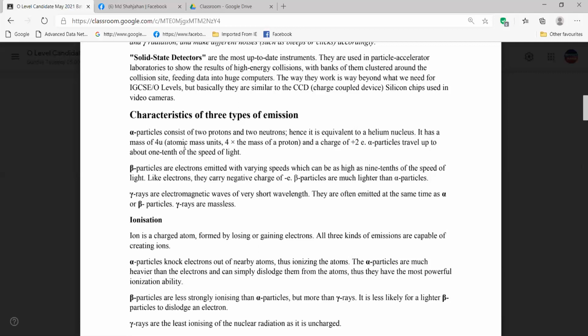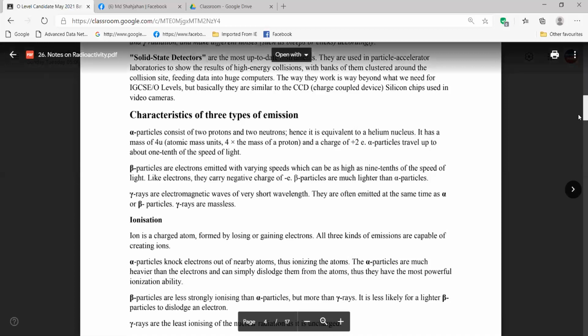Is it clear? And not only that, their positive charge is two times greater than that of beta particles. So whenever alpha particles pass through air or any other atom, they have the greater ionizing power. Is it clear to you? The things which have charge, they have ionizing power. So they can ionize other things. Sir, what does ionize actually mean?